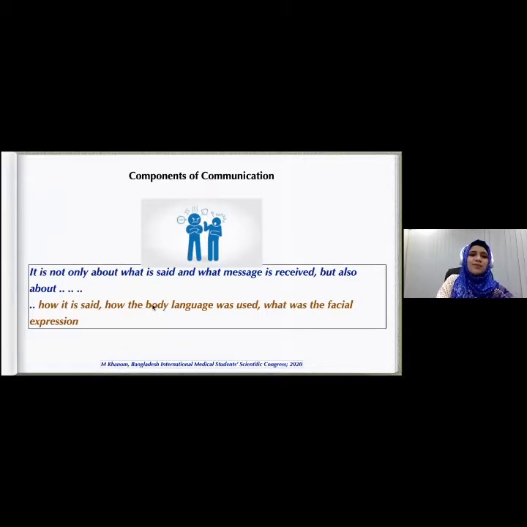So this is very important. It is not only about what is said and what message is received, but also about how it is said, how the body language was used, what was the facial expression.